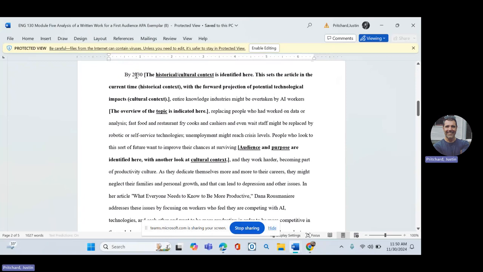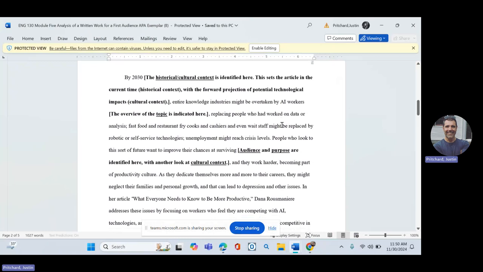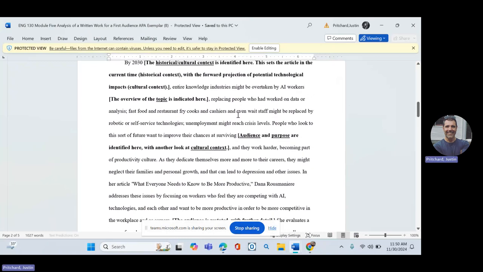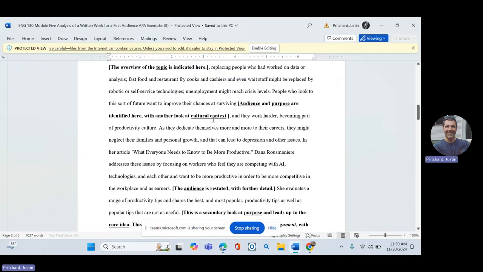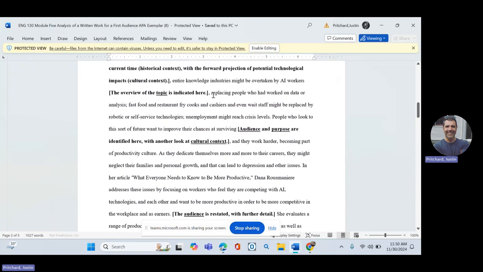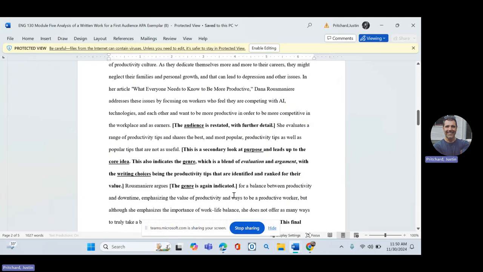And so, you can see that this author is giving some historical and cultural context, right? So by 2030 is signaling that. We are talking about the working conditions, right? AI workers. We're talking about replacing people who worked on data and data analysis and people in other industries. So we see all of these different ideas that are meeting the criteria that I pointed out a little while ago, right? So the historical and cultural context, the topic, the purpose, the audience, the cultural context, right? So all of these things are being addressed.